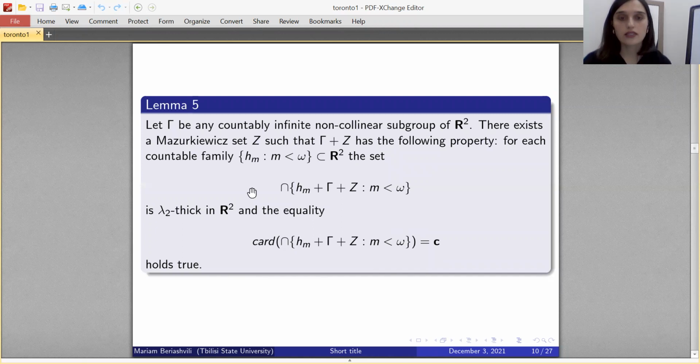Okay, and there exists such a countable family of vectors which satisfies the condition that the intersection of the sets H_m plus gamma plus Z over this family will be lambda-thick in the plane, and the cardinality of these intersections will be equal to continuum.